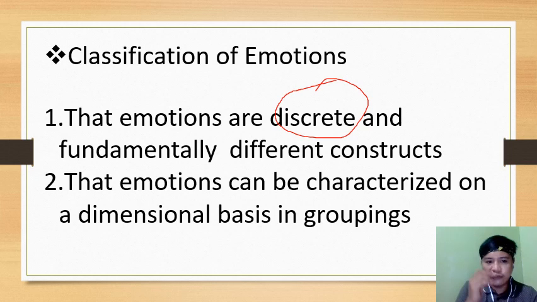Accordingly, according to Paul Ekman, there are 6 basic emotions. So remember the emotions: anger, disgust, fear, happiness, sadness, and surprise. That is according to Paul Ekman, 1992.